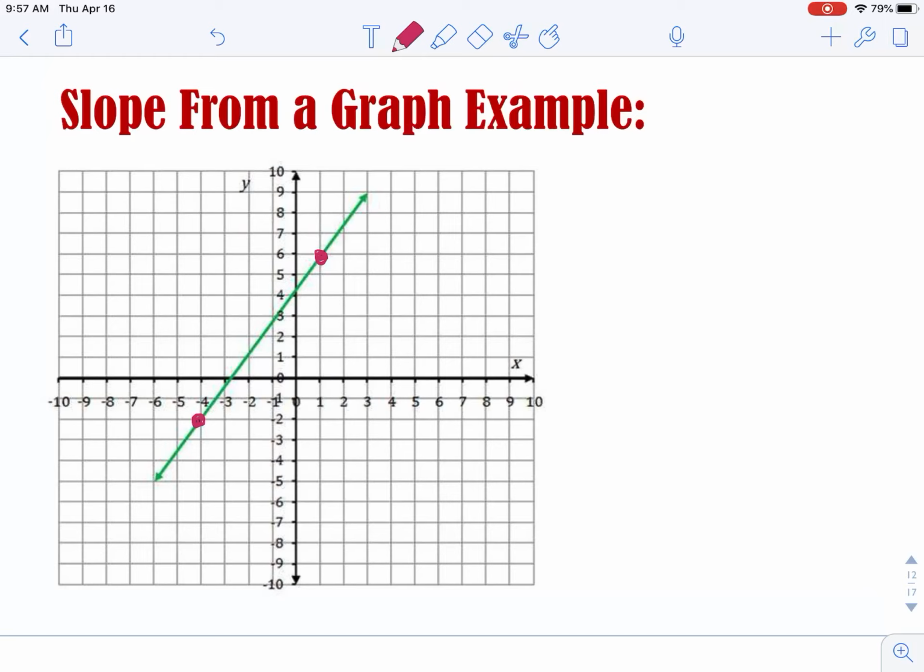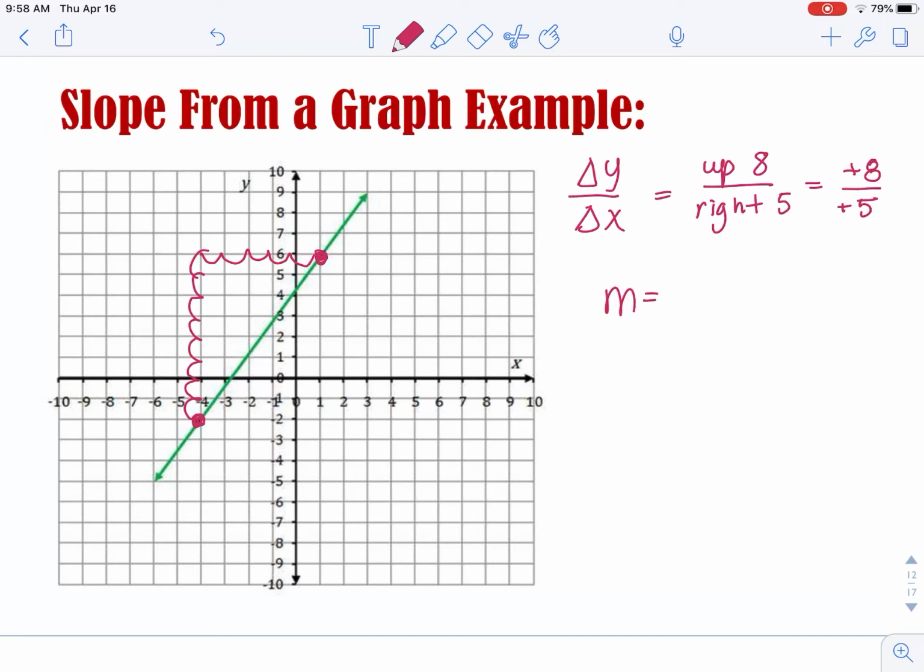And we're going to look at our rise over run, our change in y over change in x. How much up or down versus how much right or left. So we go up 1, 2, 3, 4, 5, 6, 7, 8. We go up 8, and to the right 1, 2, 3, 4, 5. That's the same as +8 over +5. Can I simplify that? No. So my slope is 8 over 5, and it's positive.